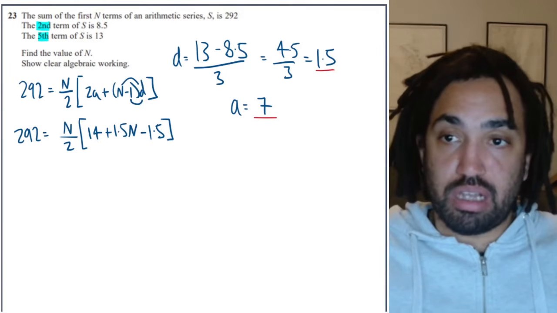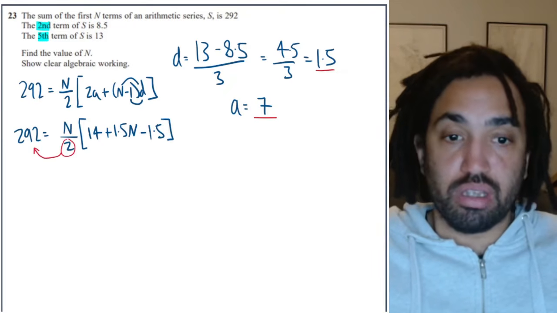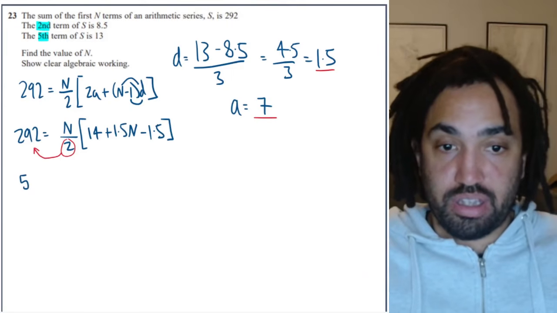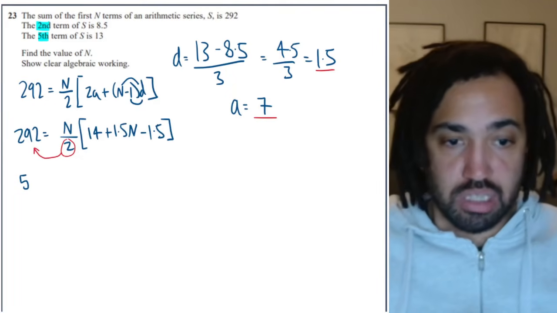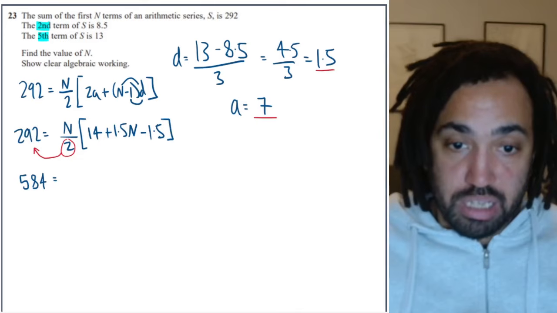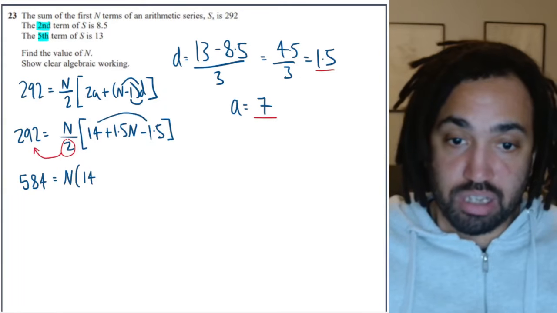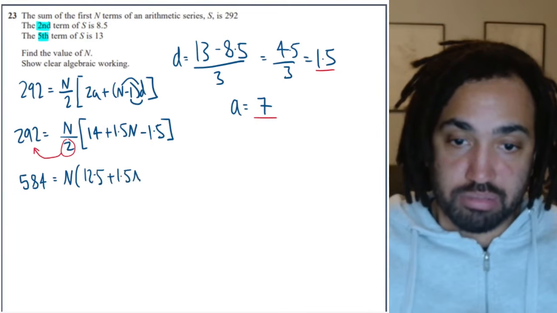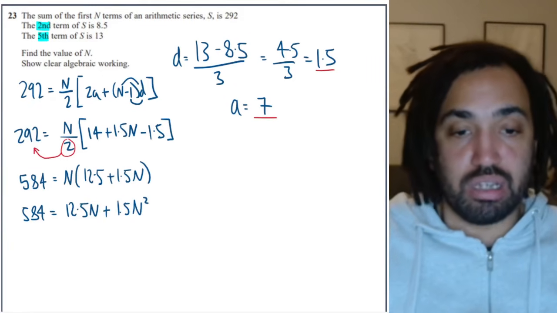Okay, a bit of tidying up. I'm going to take this divide by 2 here and multiply it to the other side, which is going to give me 584, and that will be n multiplied by 14 minus 1.5, which is 12.5, plus 1.5n.